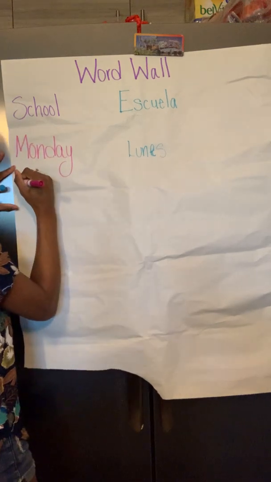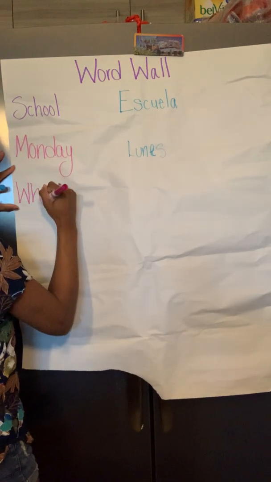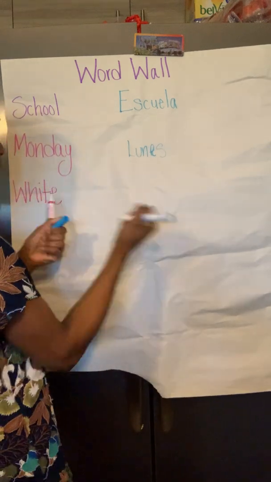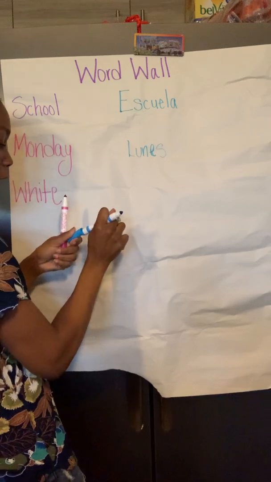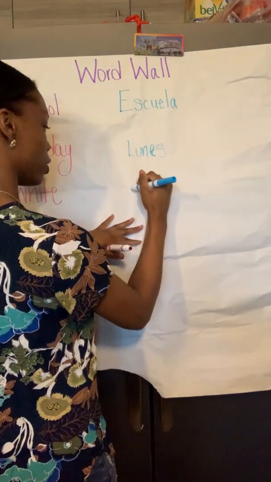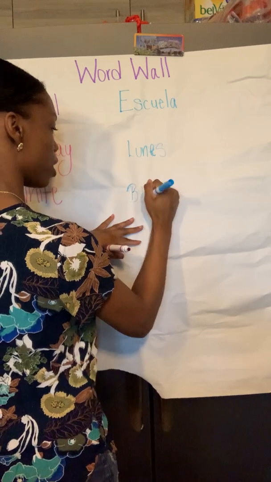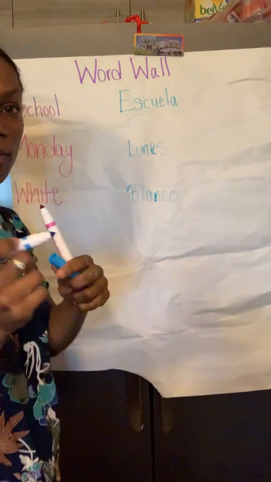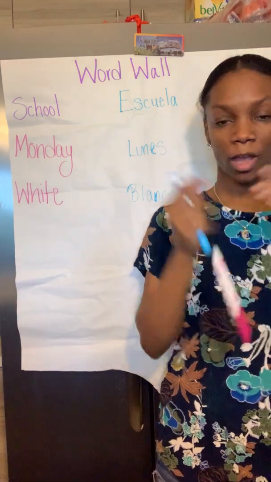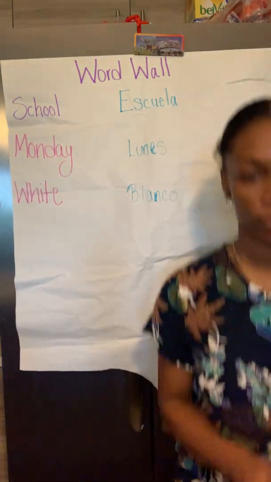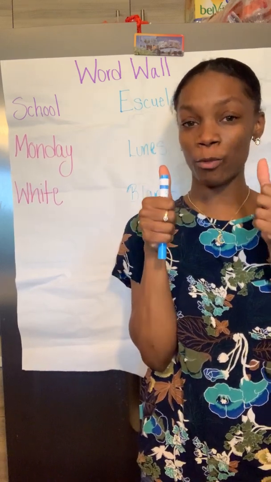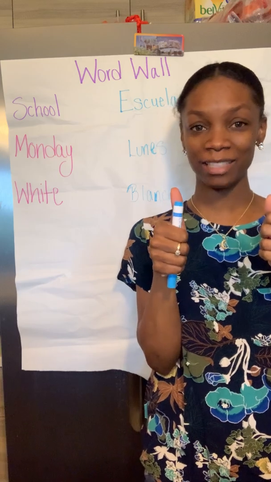So let's add that to our word wall. We have it in English, white. And we're going to put it on this side in Spanish because we are learning Spanish or Español. Blanco. Do we want to have one more volunteer, or is that enough words for today? Thumbs up. Does everybody understand what we've learned today and how we're learning biliteracy?